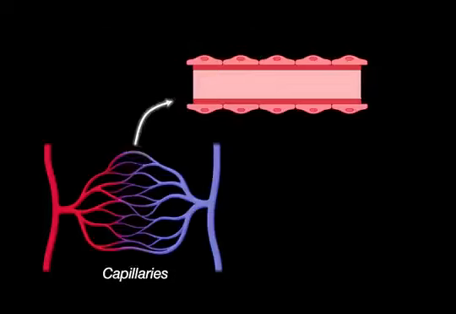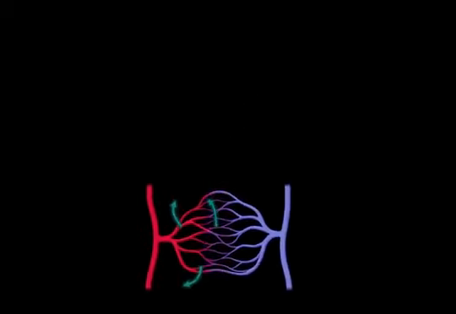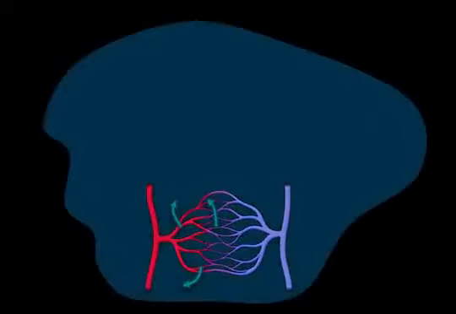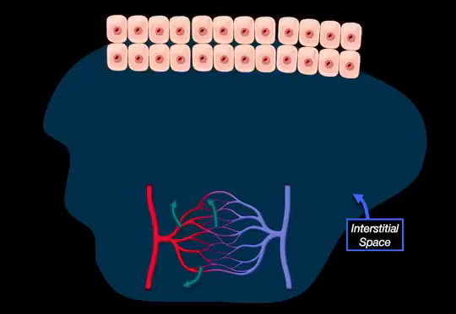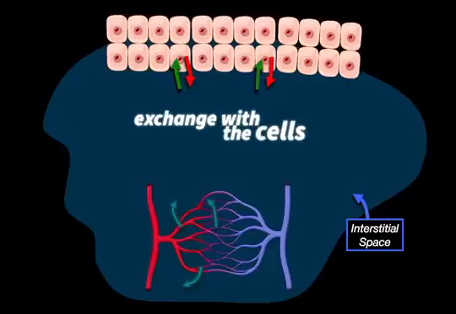The pressure inside the capillary pushes water and small solutes out of the blood through these pores. The fluid that leaves the capillary moves into a tiny space between tissue cells. This area is called the interstitial space and is where exchange with the cells takes place.